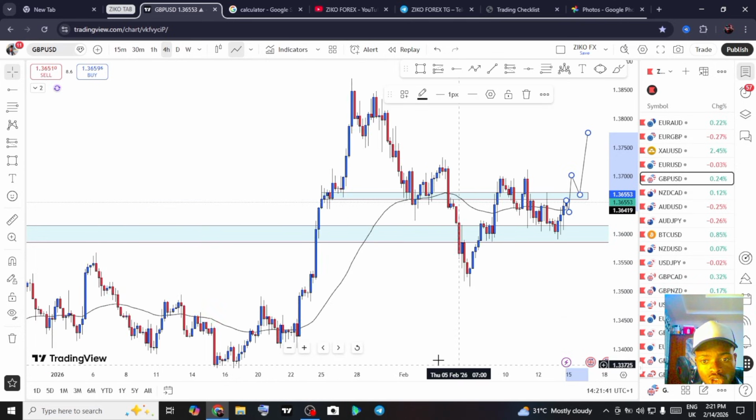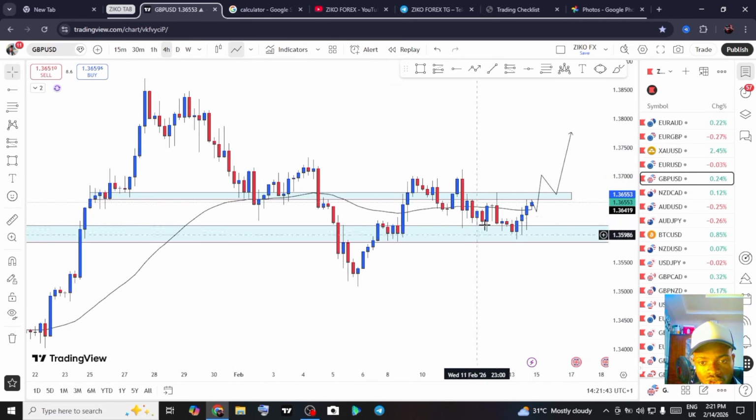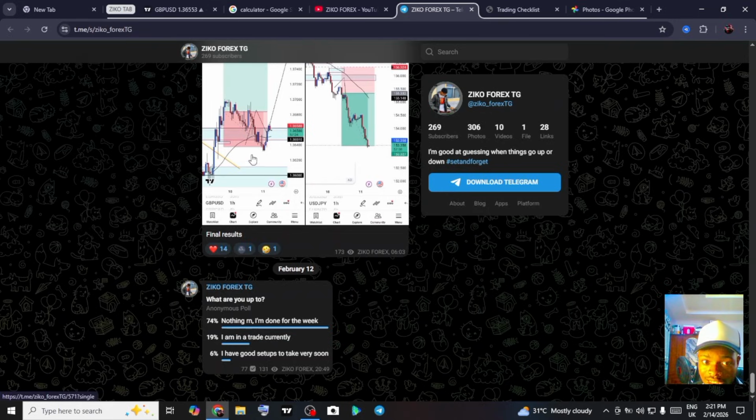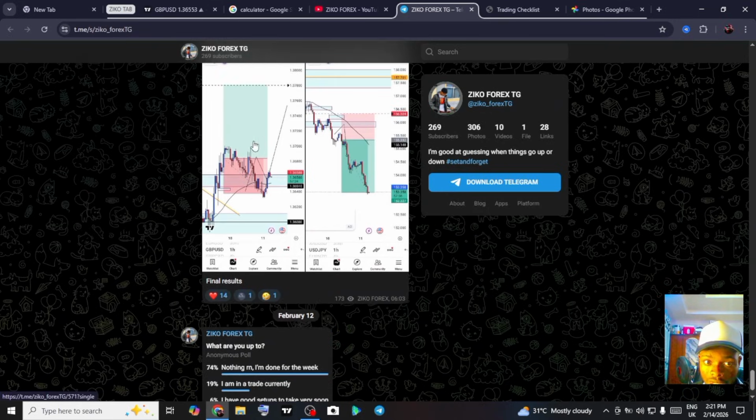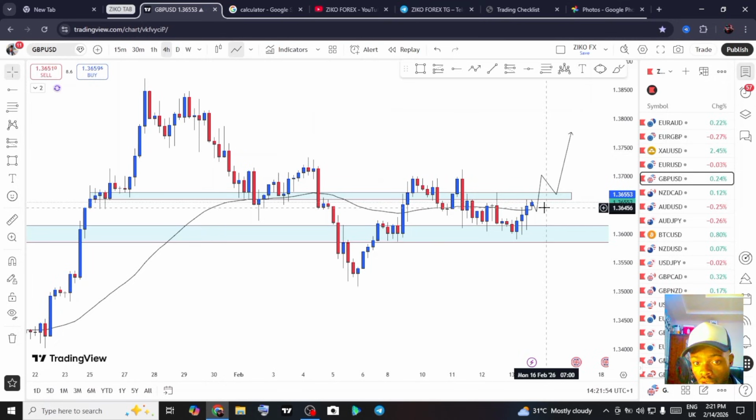But I'm still going to be very careful, because GBP USD gave me a loss last week after telling me it's going to buy, right? As you can see, after telling me it was going to buy, it actually started retracing all the way downward. So I'll be very careful on buying this market, right?